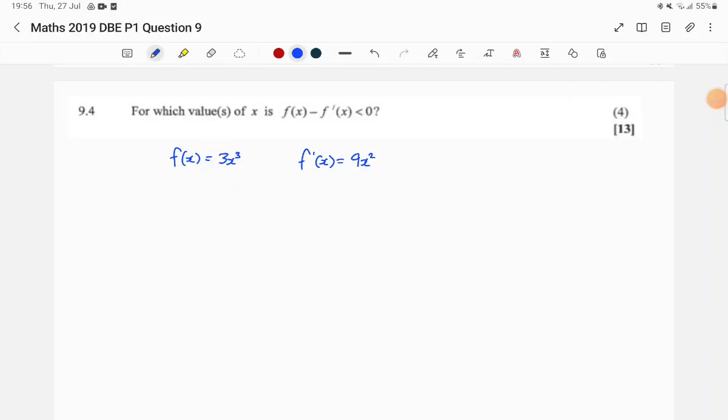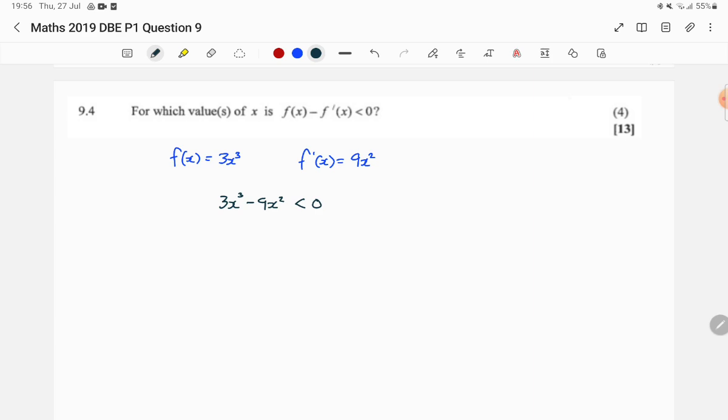Question 9.4. For which values of x is f(x) minus f'(x) less than 0? So this is our inequality here, and as you can see, we have our f(x) and f'(x) already. So let's go ahead and put that into our inequality given above. So that is 3x cubed minus 9x squared less than 0.